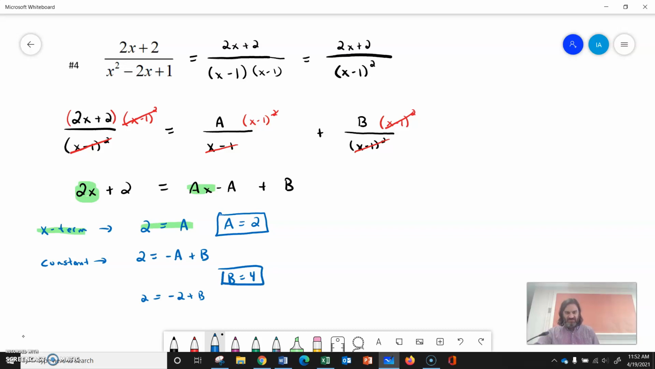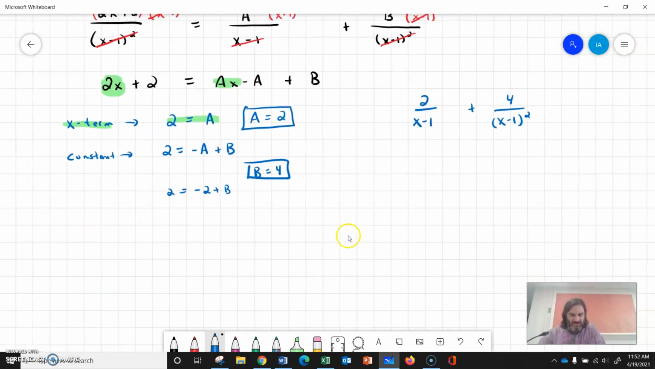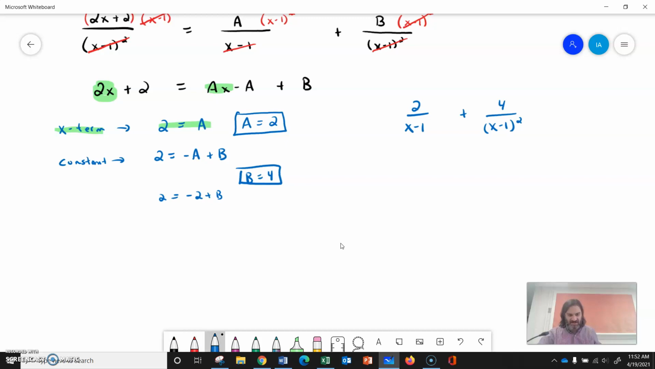So this partial fraction breakdown turns into 2 over x minus 1 plus 4 over x minus 1 quantity squared. Now, if we were trying to integrate this, we could integrate these things separately. So we've got simpler fractions to work with. Both of these are a u substitution type problem, but the first one is a little bit simpler.